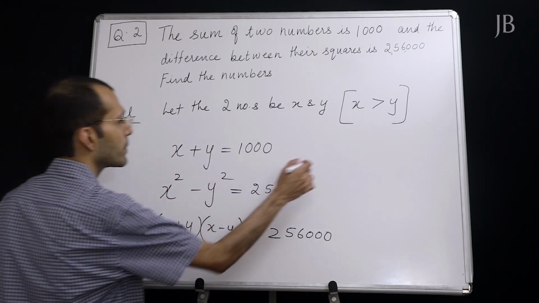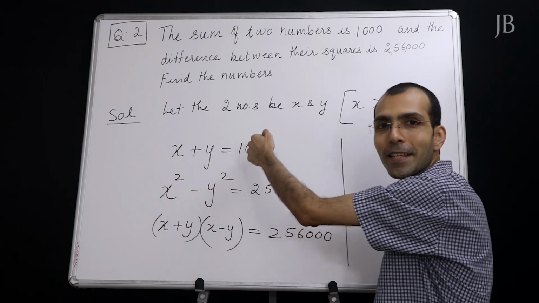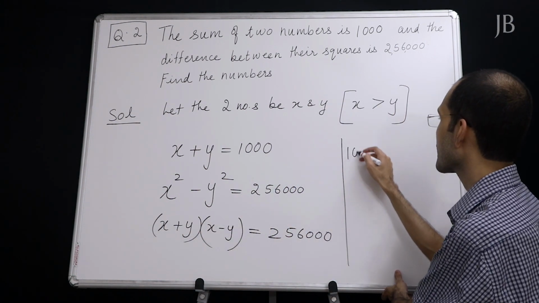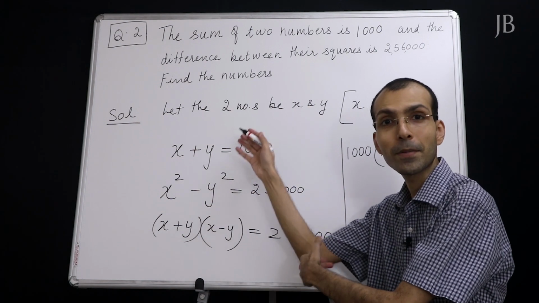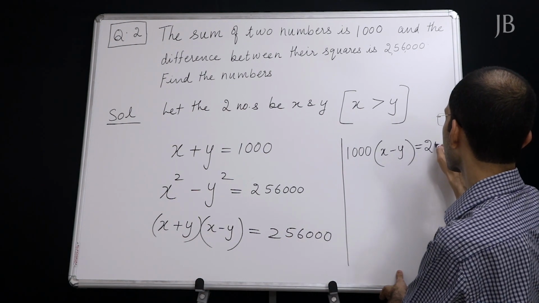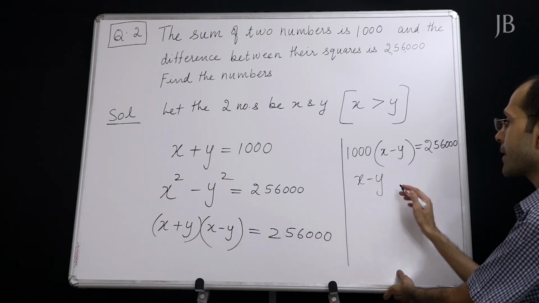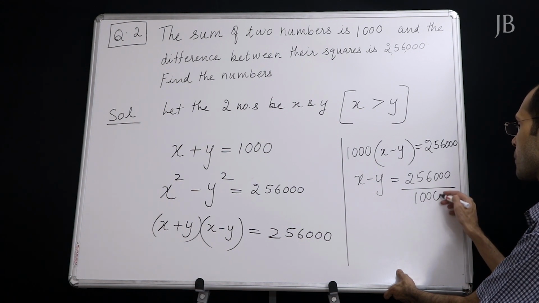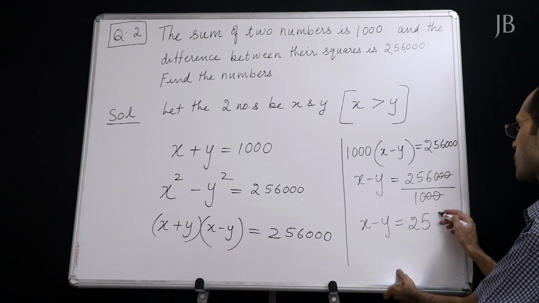Okay, now this is nice. So this I will erase. Observe, x plus y is already given. X plus y is 1000. So instead of x plus y, we can write 1000 into x minus y. See, x plus y was 1000 by the previous equation, so we can put it to good use in the second equation. X minus y will remain like that, is equaling 256,000. So what will be x minus y? X minus y will be 256,000 divided by 1000. So this will cancel. Oh, so x minus y nicely turns out to be 256.